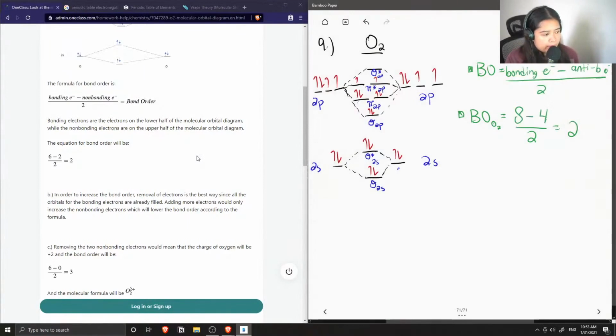So for example, if we removed the anti-bonding electrons at the top, so let's say we had the bond order of O2 2+, then we would still have 8 bonding electrons, but this time we would have 0 anti-bonding electrons, divided by 2, so then this would increase our bond order to 4. So for part B, removing electrons increases the bond order.